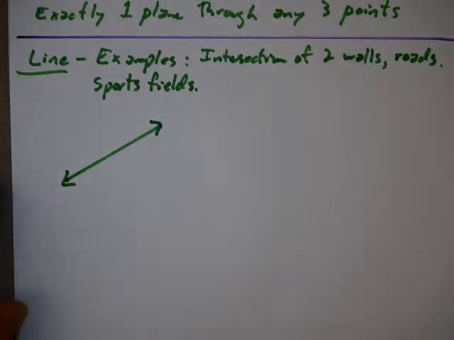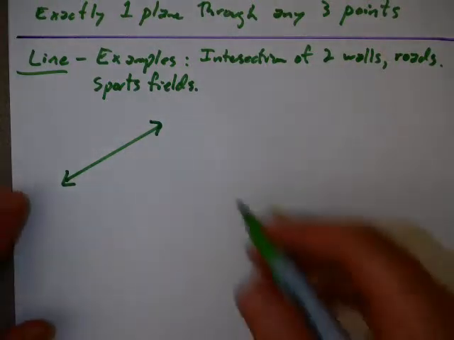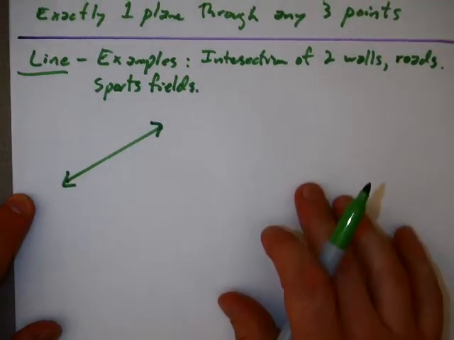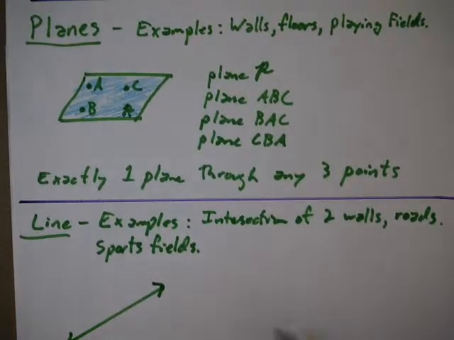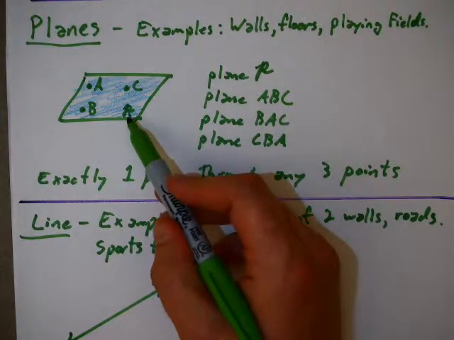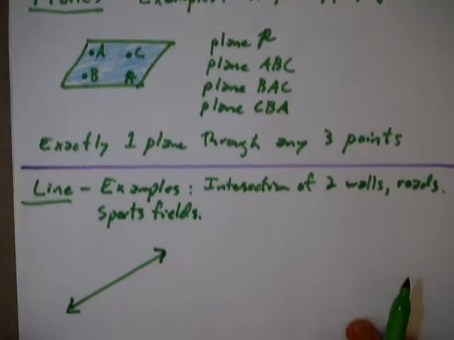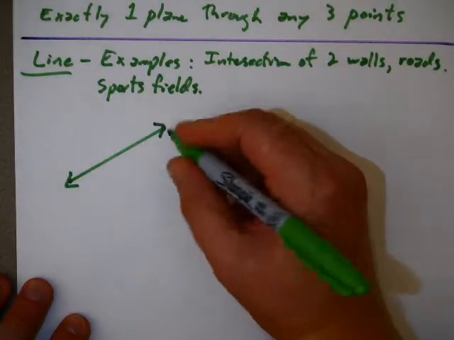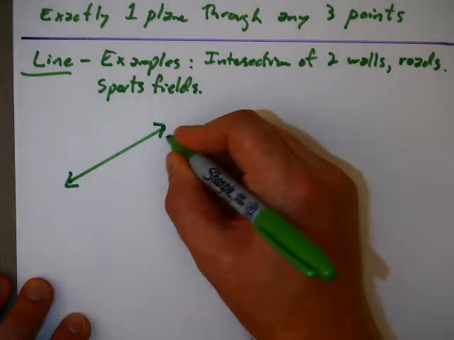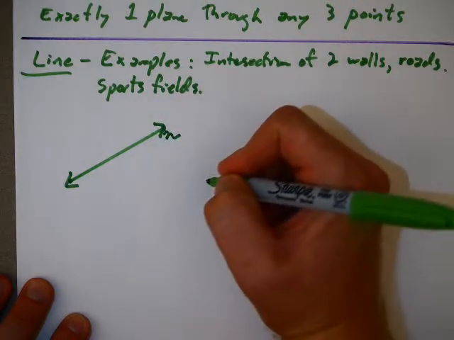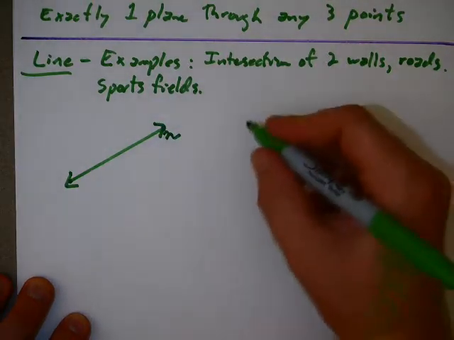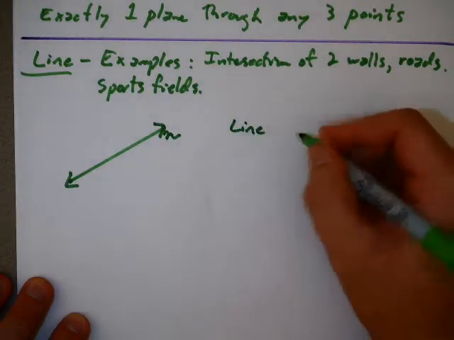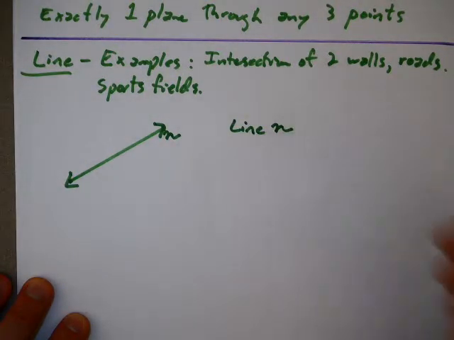And how do we name a line? There are a couple of ways. If you remember, in the plane I had an uppercase P to represent that it was a plane. For a line, the script letter would be a lowercase. So I'm going to draw a lowercase n. And so we would just call this line n.